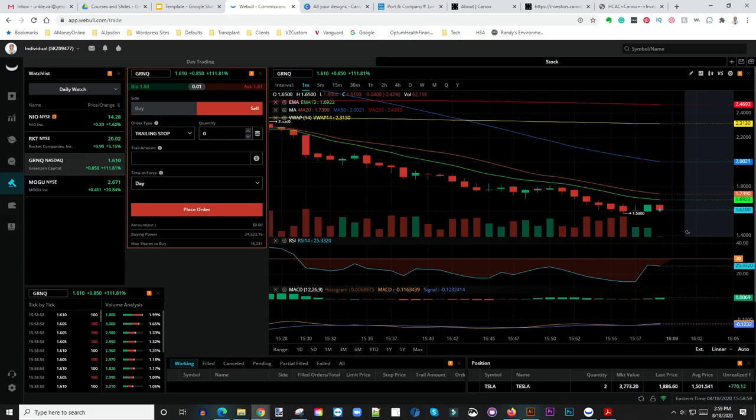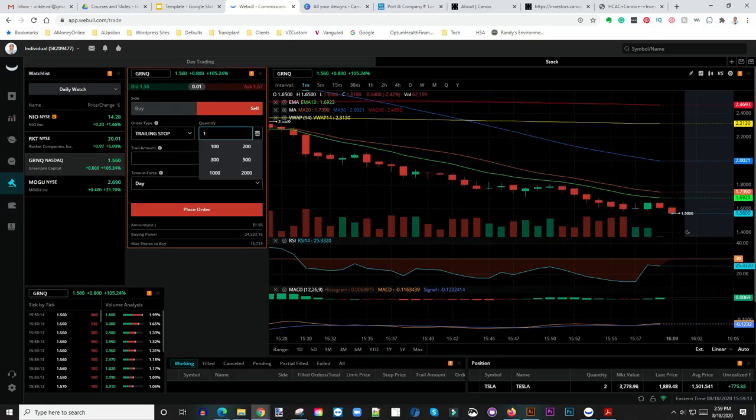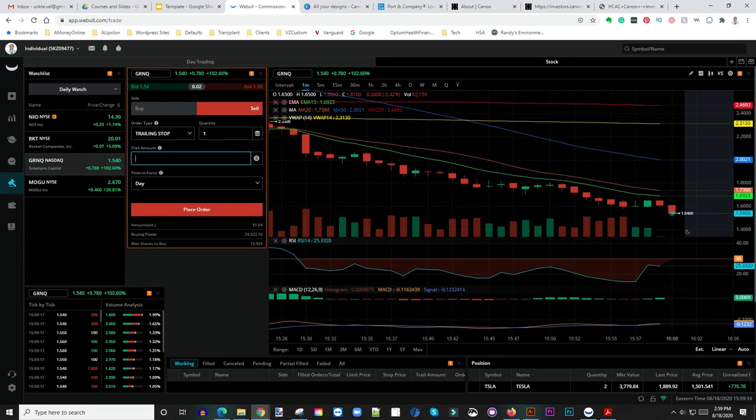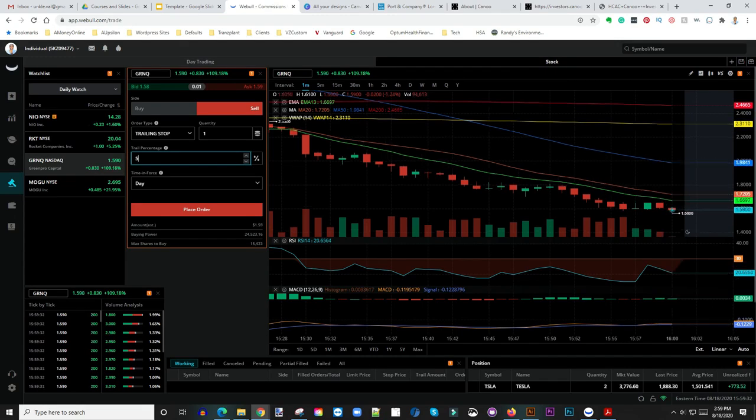Just imagine that you bought, let's say, one share of a company at $10 a share, and then you set your trailing stop loss. You can do either price or percentage. I like using percentages. So if I set my trailing stop loss at 5%, what it means is that if the price falls to $9.50 off of my entry price of $10, my stop loss will automatically sell my position, liquidate my position, which is great because I said 5%.